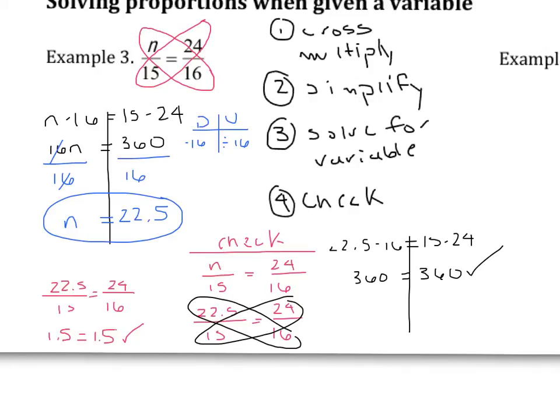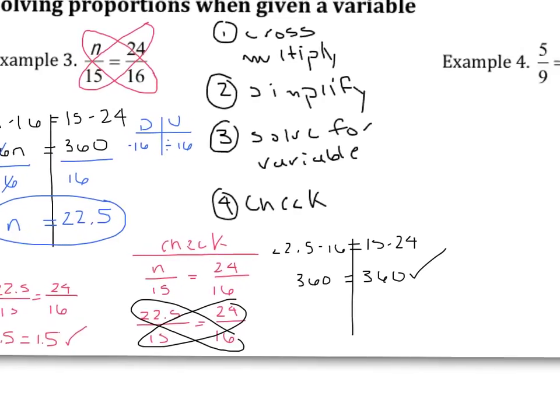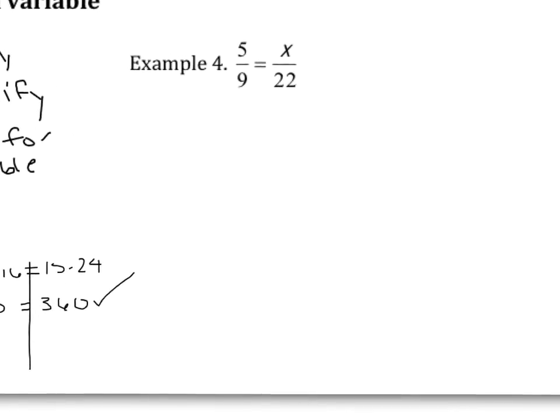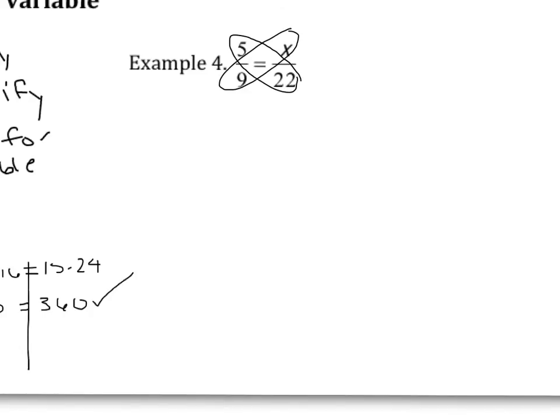All right, let's move on to example number 4. I'm going to do our second example. So first thing I need to do is cross multiply. So I'm going to do 22 times 5, 9 times x. So 9 times x equals 22 times 5.